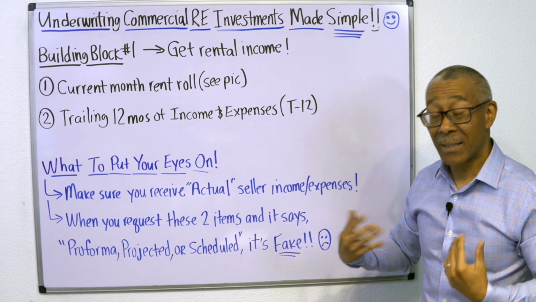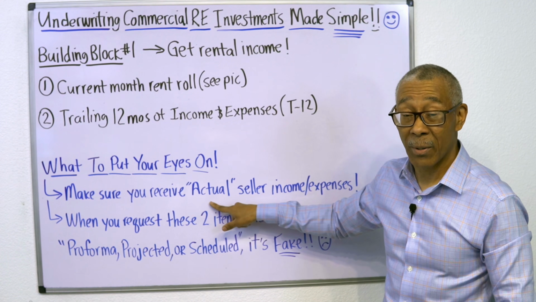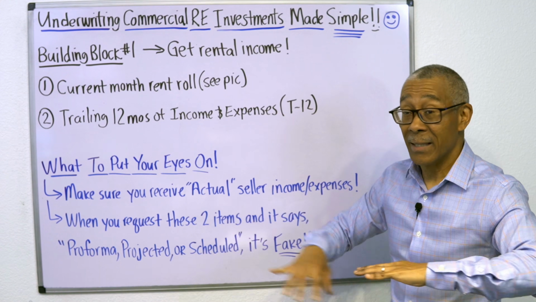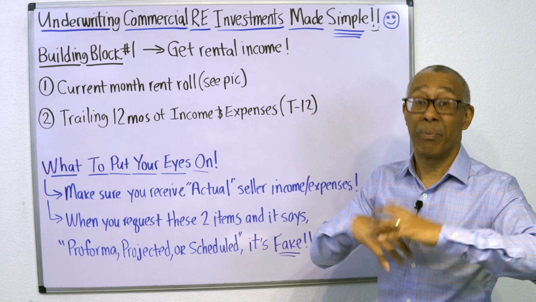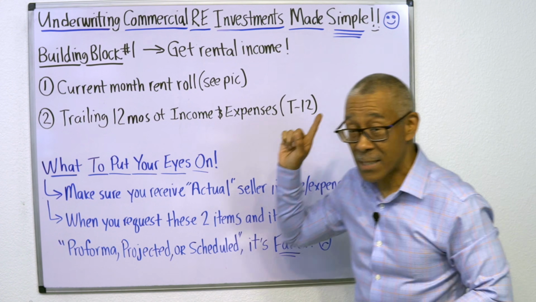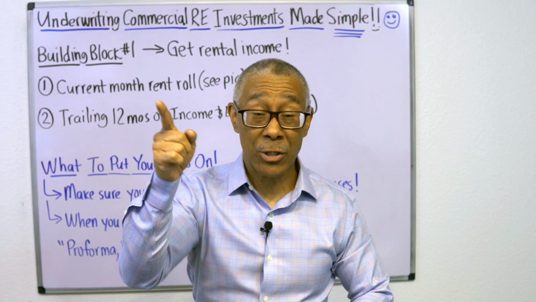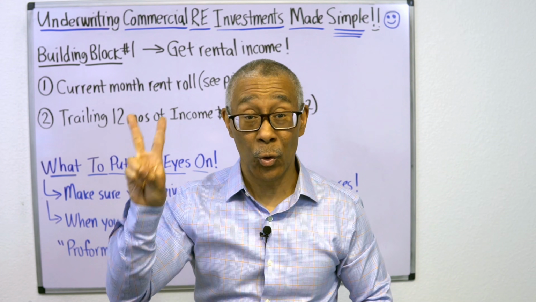You need to go back to the seller, go back to the agent and ask for the actual numbers from the seller, not something a broker or seller just put together. You want the actual numbers. So that's building block number 1, to get the rental income. Let's go on to building block number 2.